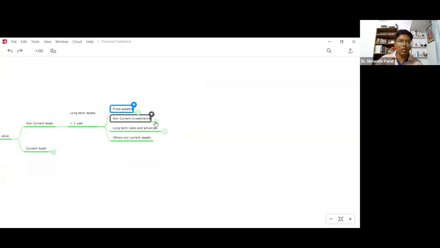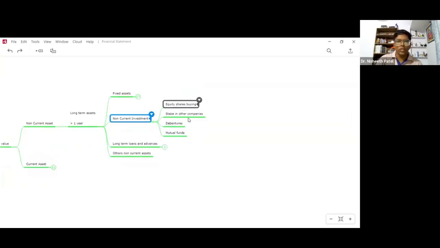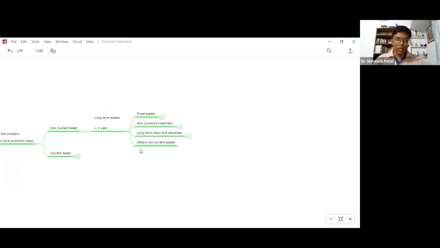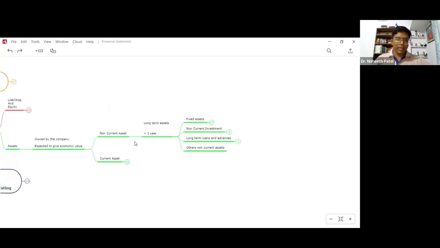This is the non-current investment. Buying equity shares, stakes in other companies, debentures, mutual funds, whatever they are buying, that comes in the non-current assets. Long-term loans and advances: the company has given loans to some other persons. So that is the other non-current assets.